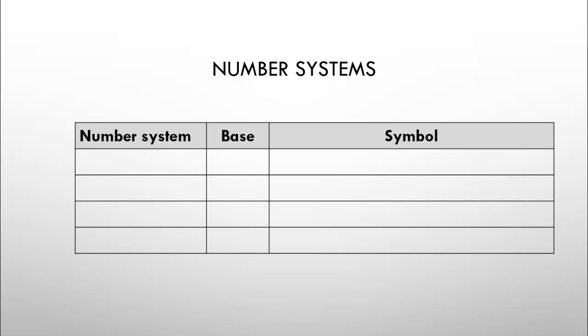I will use this table, which is already available in your textbooks, to represent these different number systems. The first one that you are going to see is binary. The next one will be octal. Then we have the decimal, which we are very familiar with. The last one is hexadecimal.